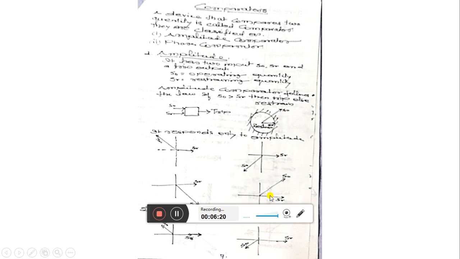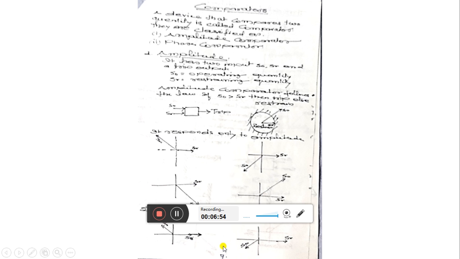Similarly, see this example, if again S0 has moved to this quadrant, that is the first quadrant. So what we see here, again, the amplitude of S0 is greater than SR. So again we see that in this case the comparator will issue the trip command. So in all four cases, first, second, third, fourth, we had a trip command.